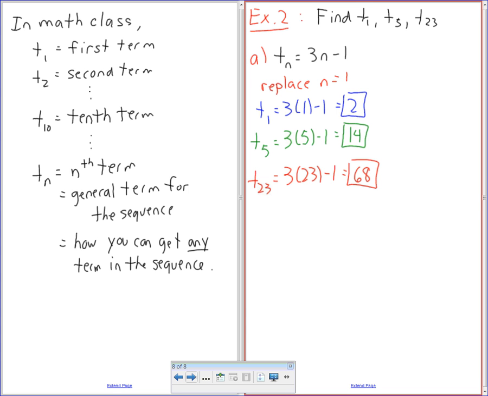Okay, I'm going to give you B and C and D, which will be slightly more difficult. You're still finding T1, T5, and T23. The equations are going to be worse. All right, are we good so far? Elena, are you good? You're good too. Good. Why are you texting in my class?